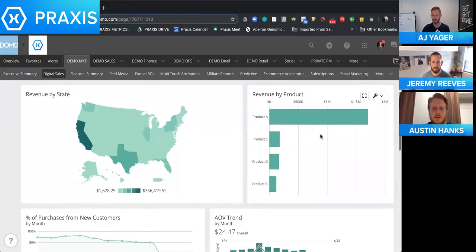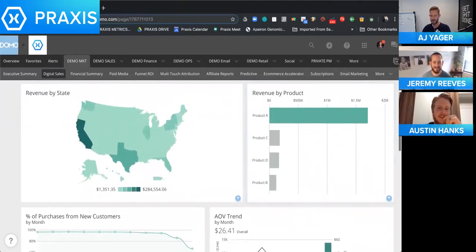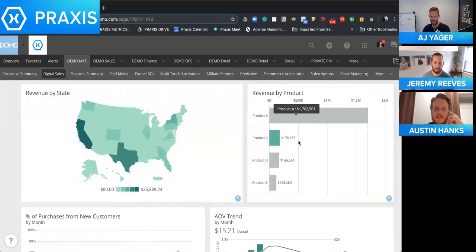Can you go ahead and just click on product A for me right here? Don't expand it. Just click on product A. Boom. I'm not sure if everybody else saw that. Wait, did that just happen? I saw something. So you clicked on product A, and that actually went through and filtered all these other cards in the dashboard based off that.